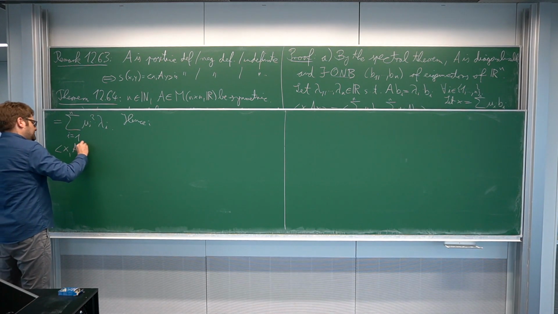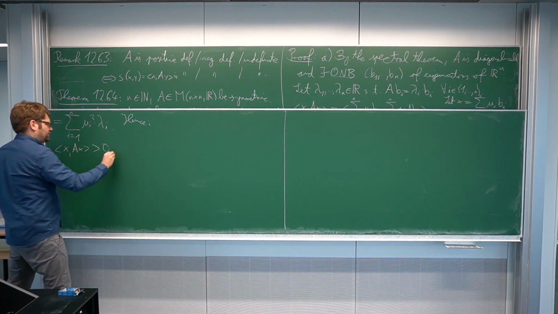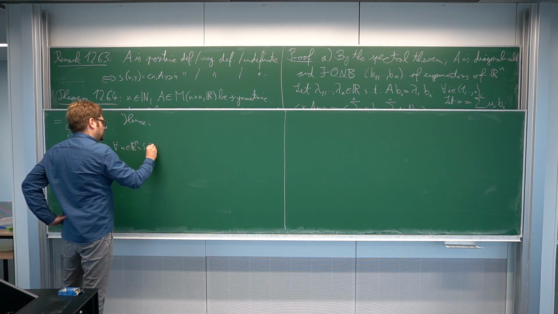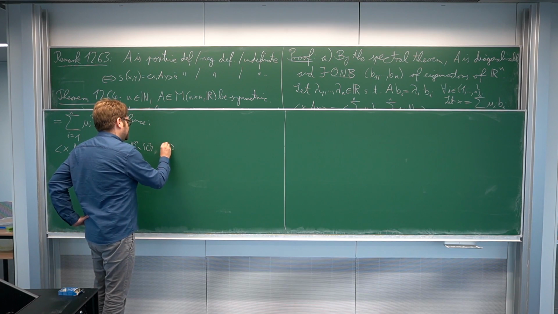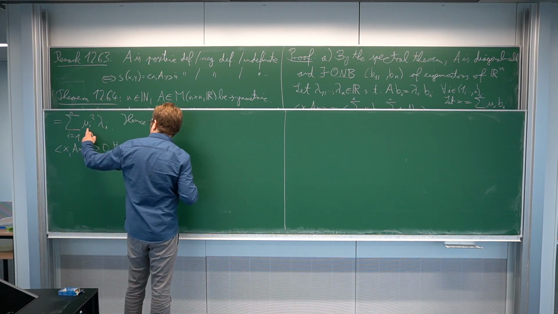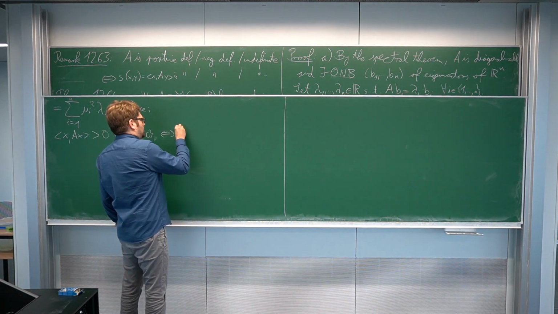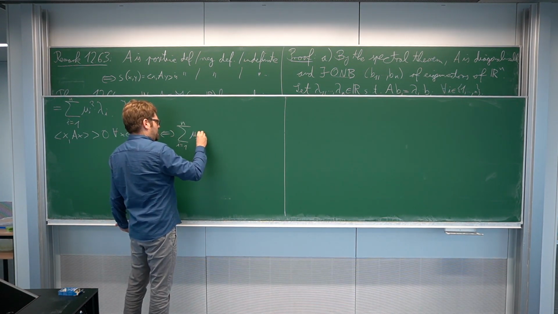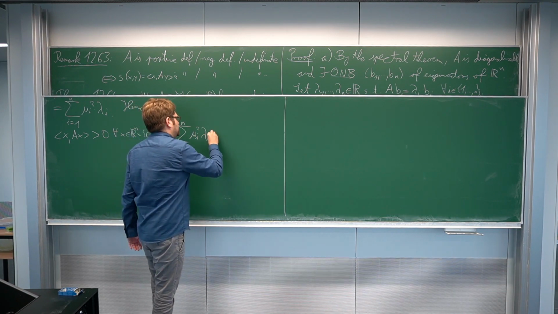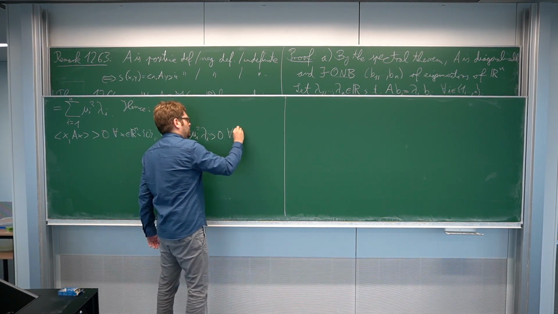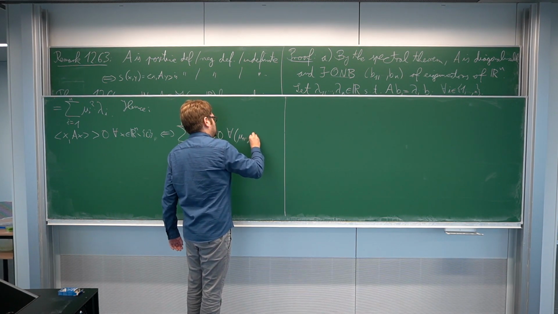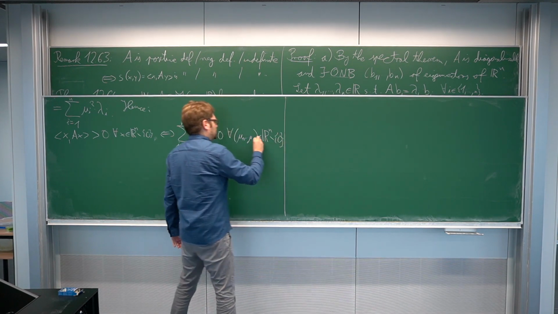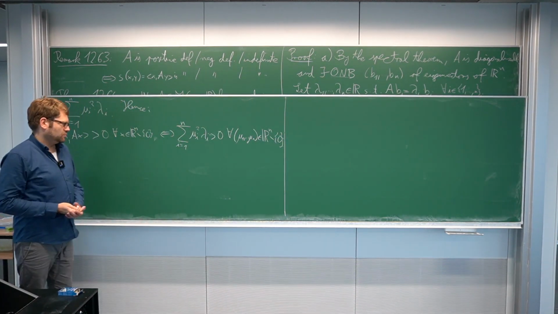So, if this inner product is positive for all x in R^n without 0, this is the case if and only if this expression here is positive for all choices of mu. So the sum from i equals 1 to n of mu_i squared lambda_i is positive for all mu_1 to mu_n which are such that not all of them are 0. So the whole thing as a vector is not the 0 vector.